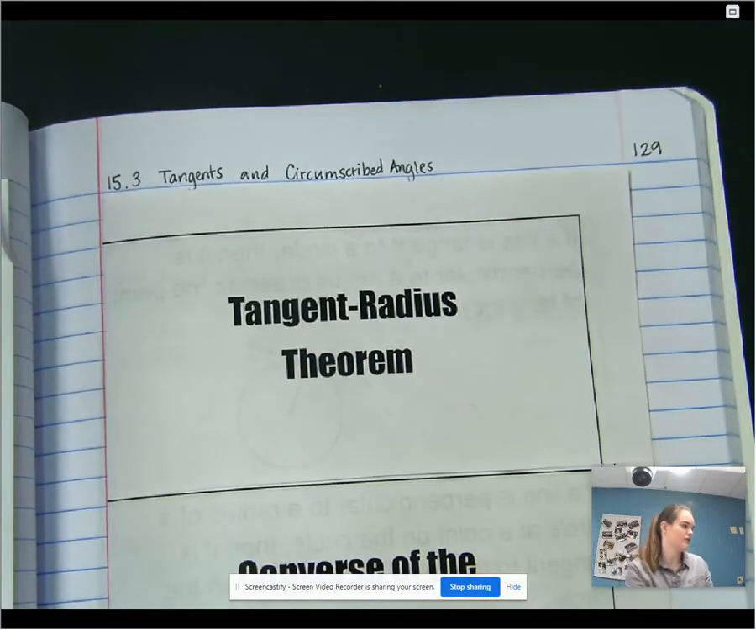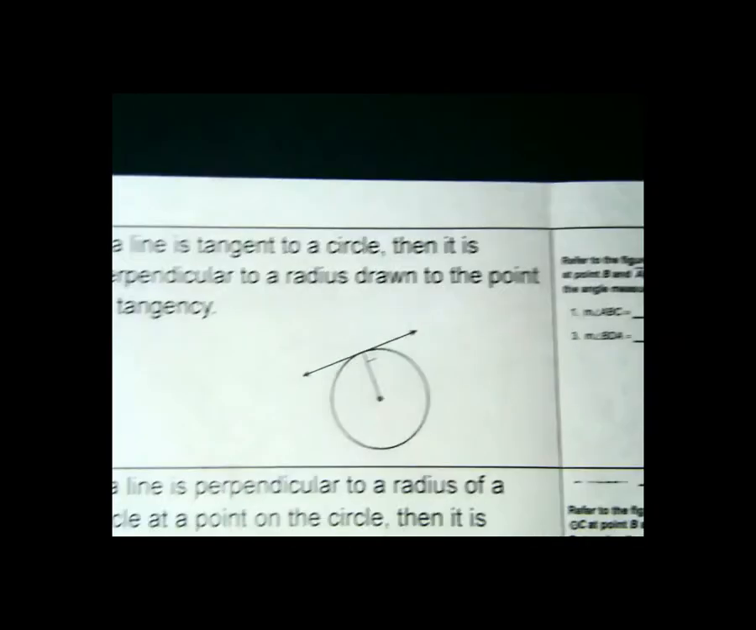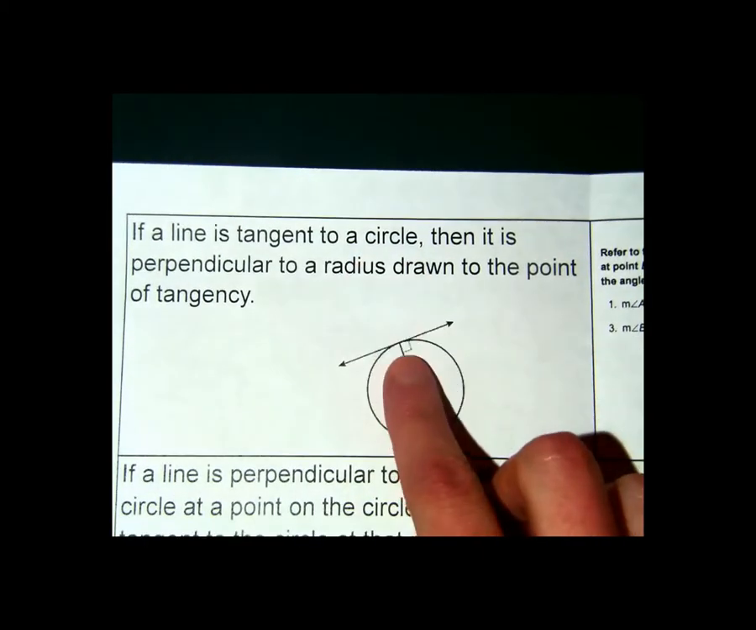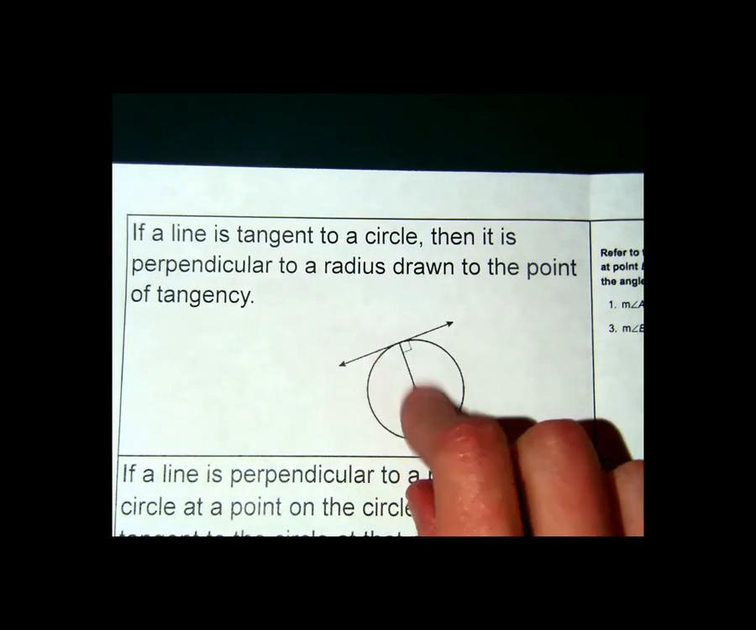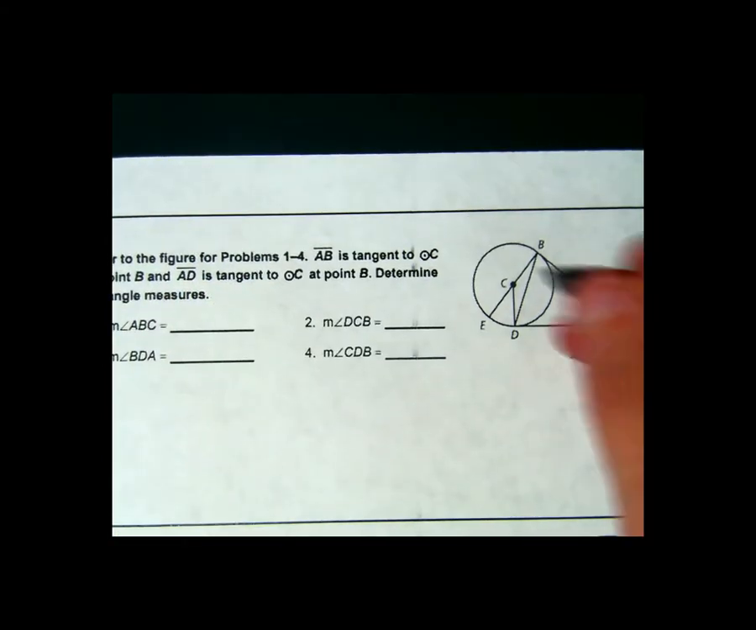All right, let's get started on the first one, the tangent radius theorem. Given that theorem there, we have a right angle here every time we have that line and the radius. We're going to look and do a couple of these problems. It says refer to the figure for problems 1 through 4. AB is tangent to C. What does that mean is true right here?